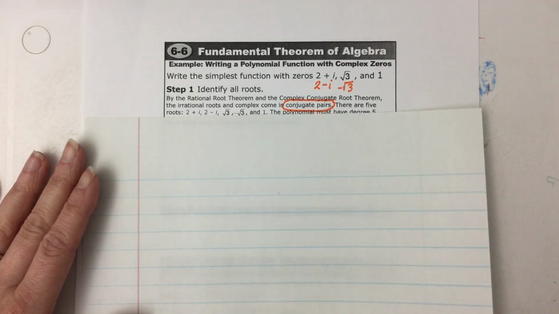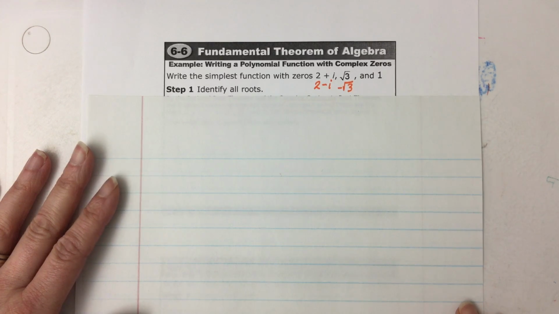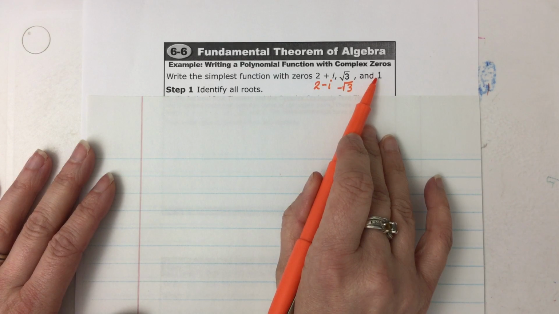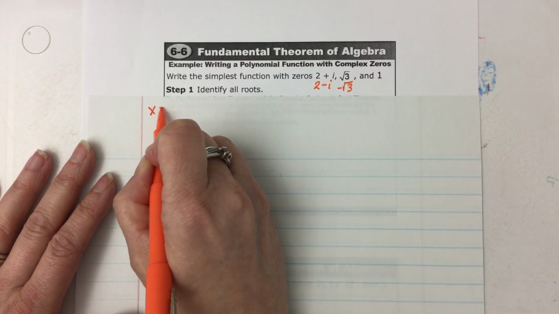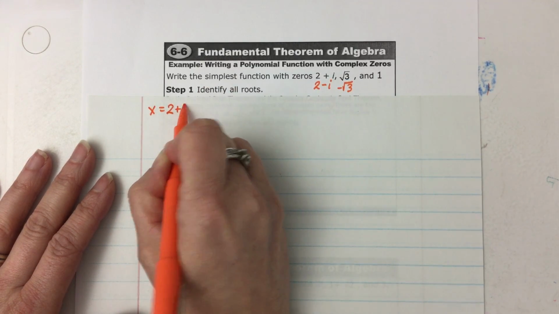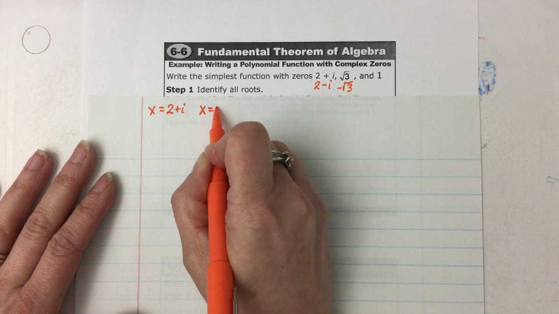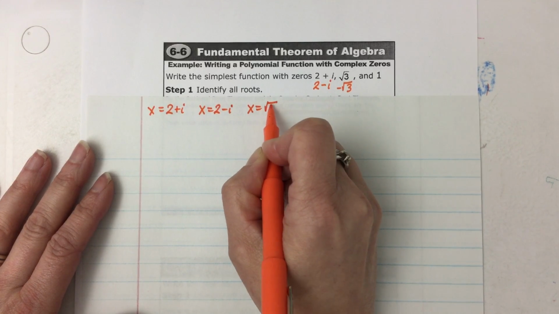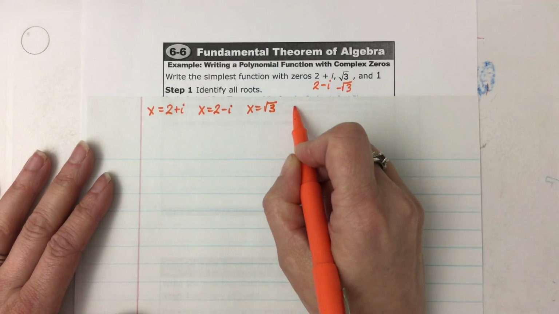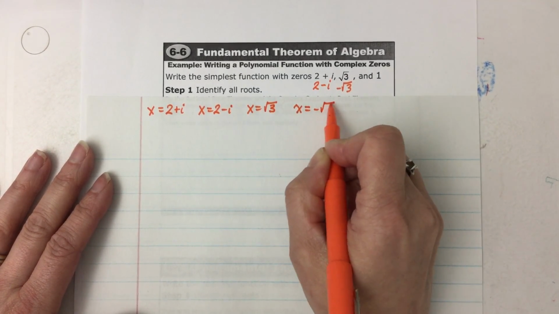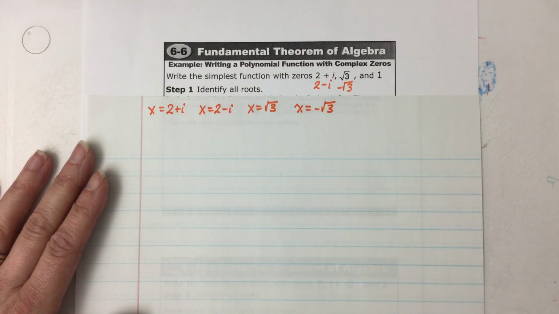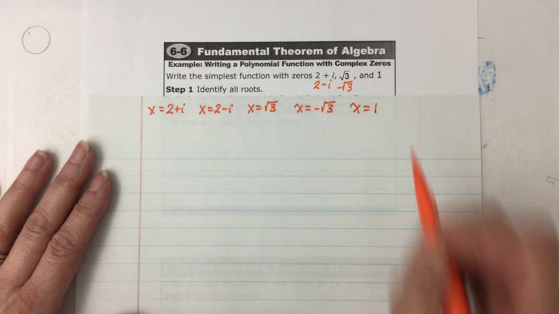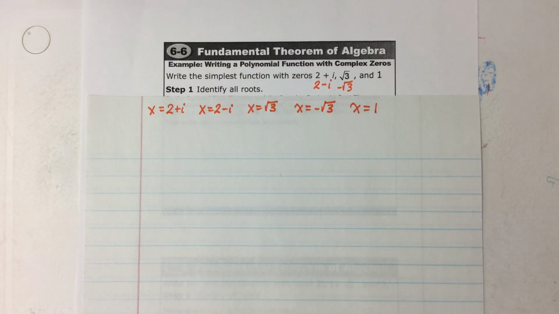So now if I am working backwards, okay, like we did at the very beginning of 6.6, I have 1, 2, 3, 4, 5 solutions. So x equals 2 plus i, x equals its conjugate, 2 minus i, x equals a square root of 3 that they gave us. We had to identify the conjugate, which is a negative square root of 3, and x equals 1.